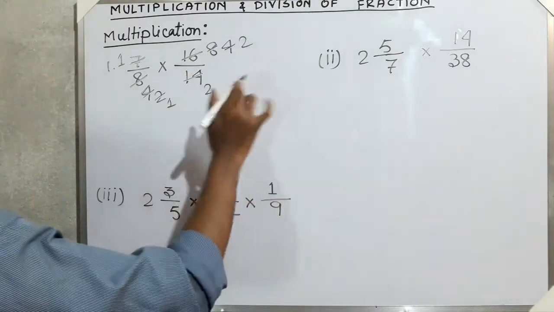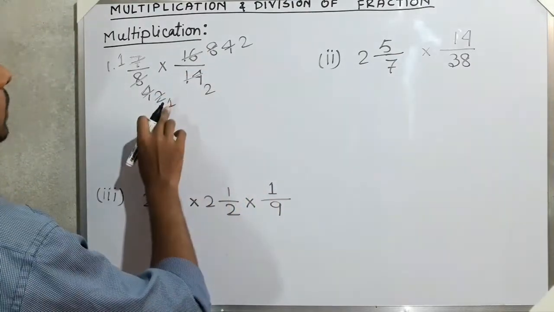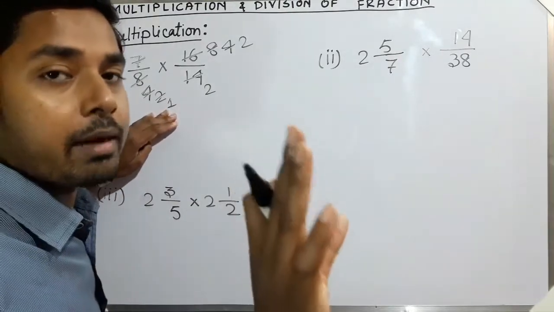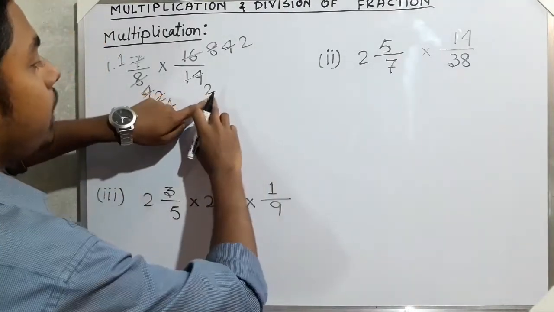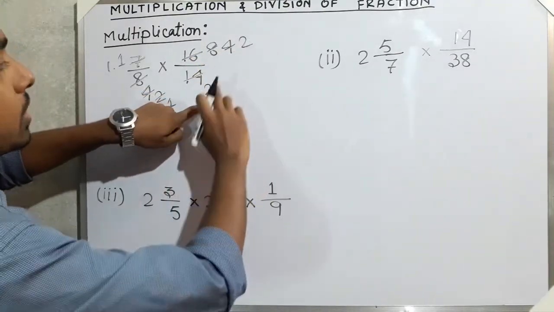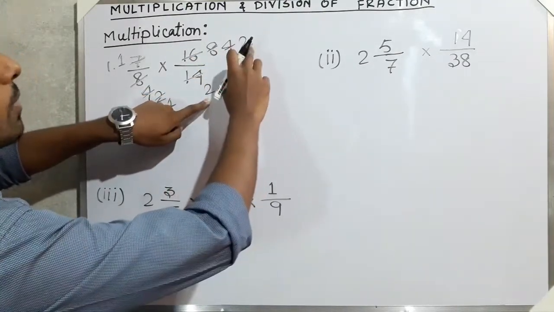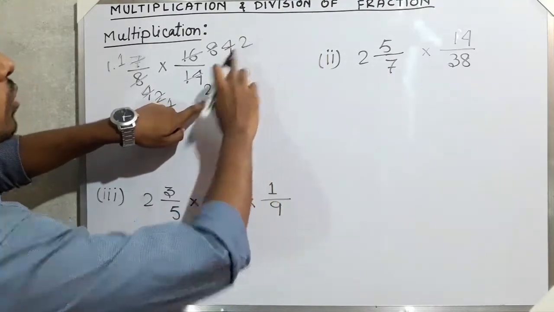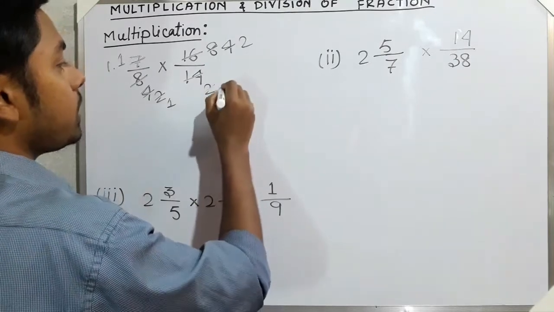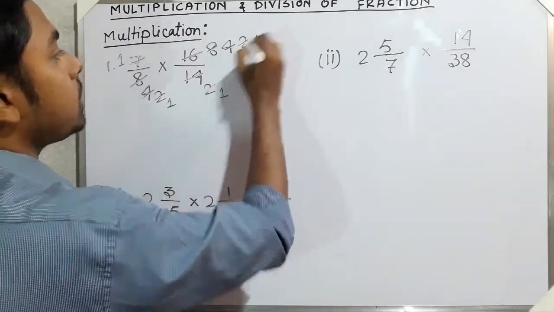Now 1 and 1, whenever we get 1, there is nothing to do. But here the denominator is 2 and the numerator is also 2, so this denominator and this numerator can be cut. It can be cut by 2. So 2 ones are 2, and here also 2 ones are 2.